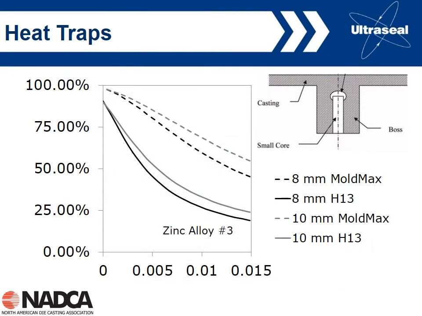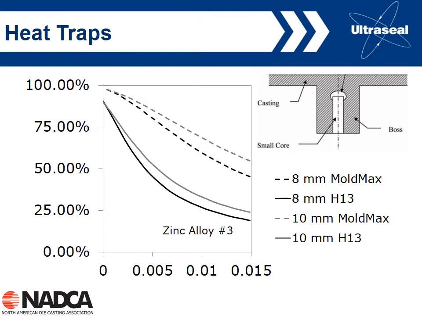So let's look at this heat trap from core pins in a little bit more detail. What we're looking at here is the impact of the core pin size on the porosity production. We're looking at data here for zinc alloy number 3. We've got two pin diameters, an 8mm diameter pin and a 10mm diameter pin. And then what we're showing is the impact of pin length.